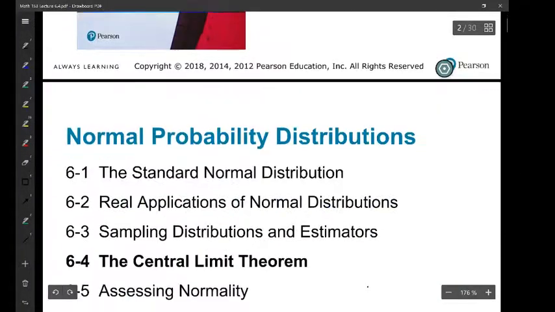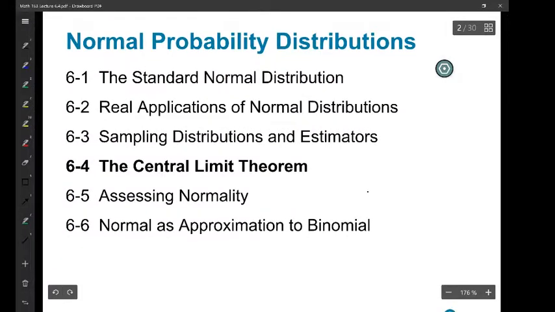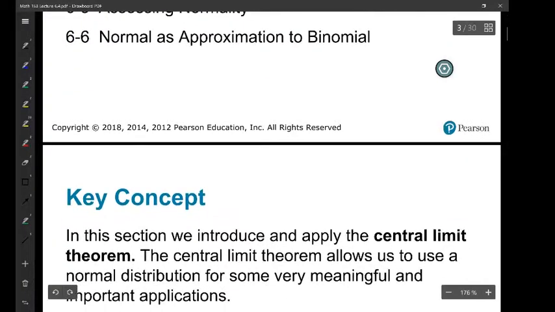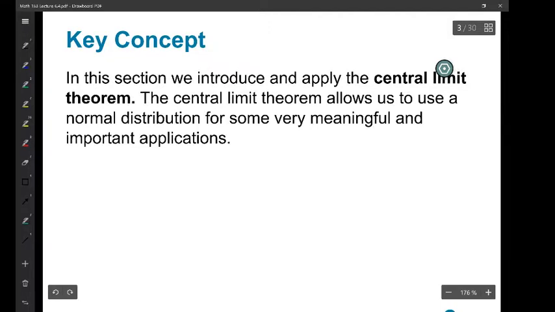Chapter 6, Section 4, Central Limit Theorem. The central limit theorem allows us to use a normal distribution for some meaningful, important applications.